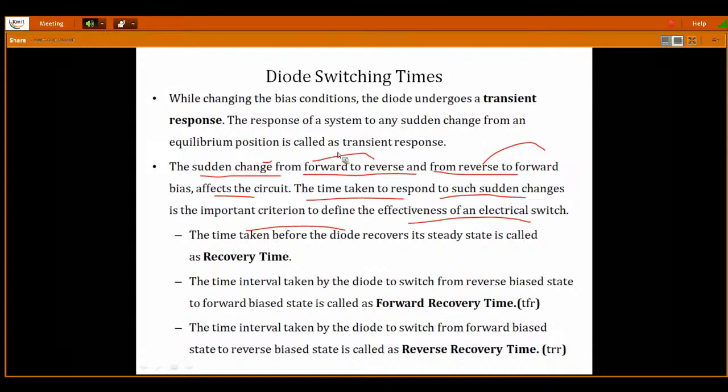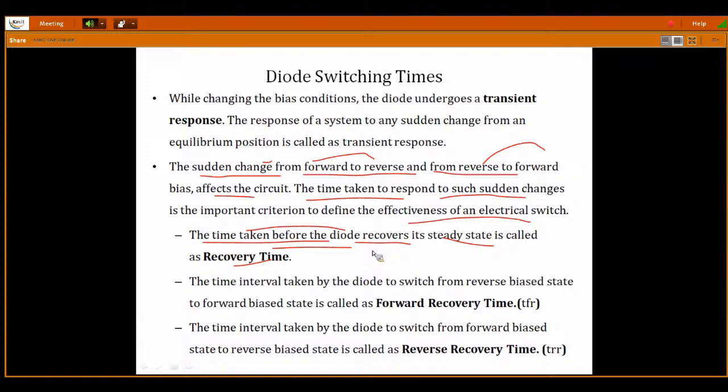Now we'll see three definitions here. The time taken before the diode recovers its steady state is called the recovery time. What is the steady state? I am calling it the open circuit state or the equilibrium state. Initially the diode is in forward bias or in reverse bias. The time taken before the diode reaches the open circuit state, this time we call the recovery time.